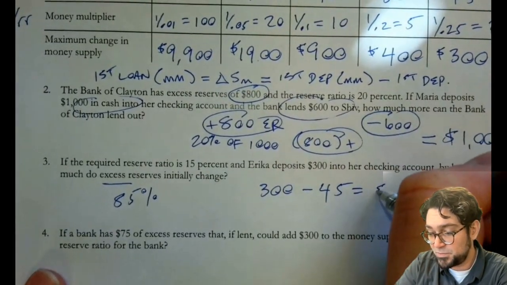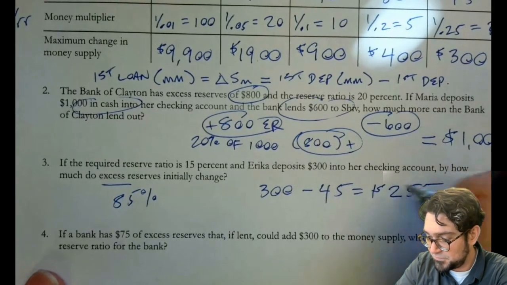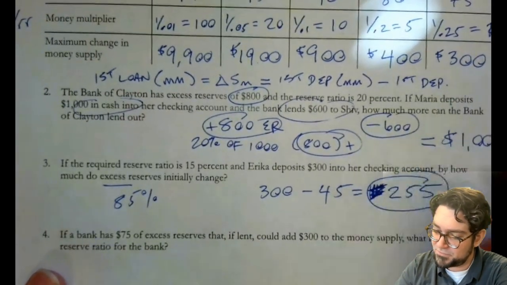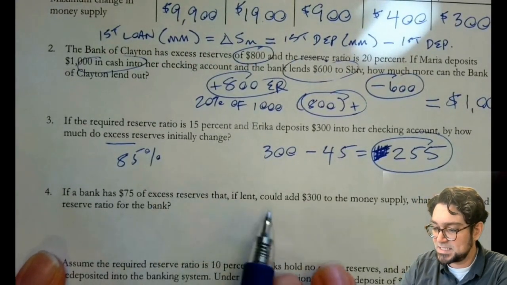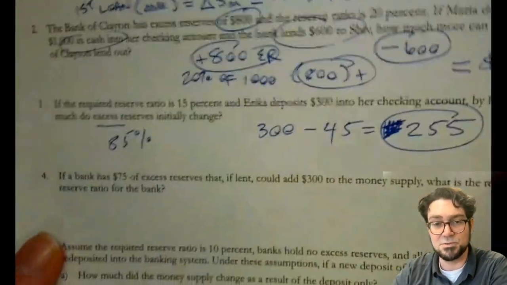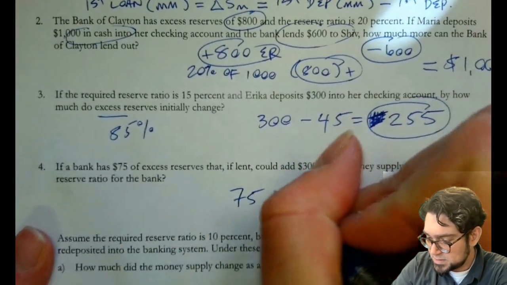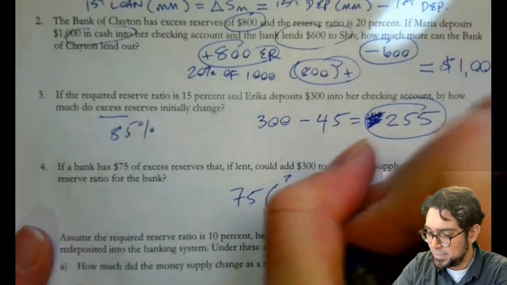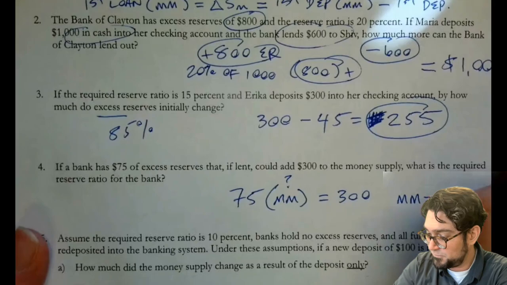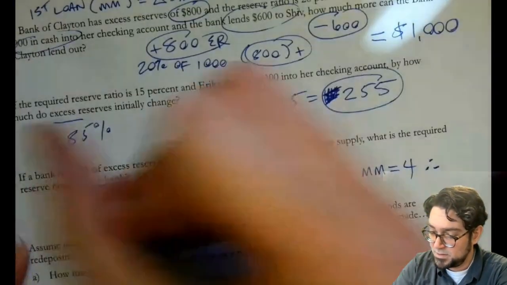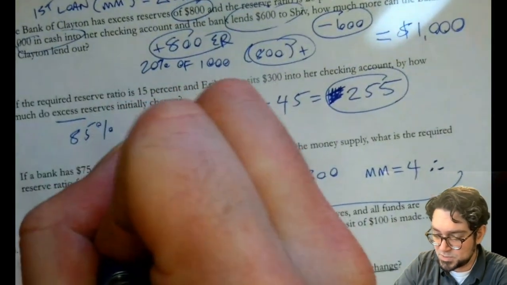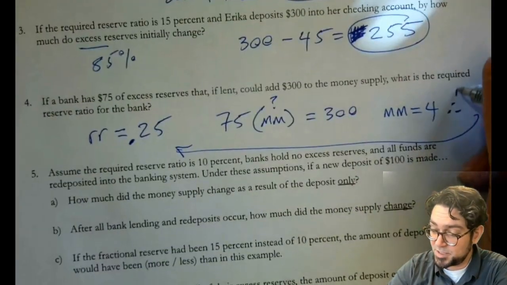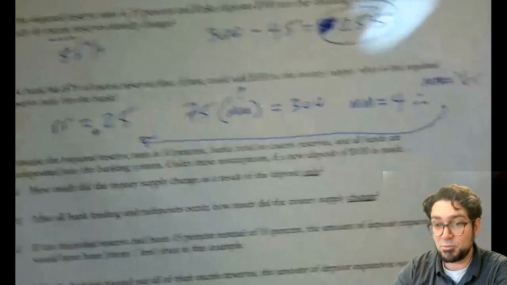15% of 300 is 45. So we are left with 255, and that's really just a screwed up dollar sign, $255. If a bank has 75 of excess that if lent could add 300 to the money supply, what's the required reserve ratio? Well, what turns 75 into 300? What must be that money multiplier? And we know that that money multiplier must be 4, and so therefore we'll say the required reserve ratio equals 0.25. Because we know that the money multiplier is equal to 1 over the required reserve ratio.